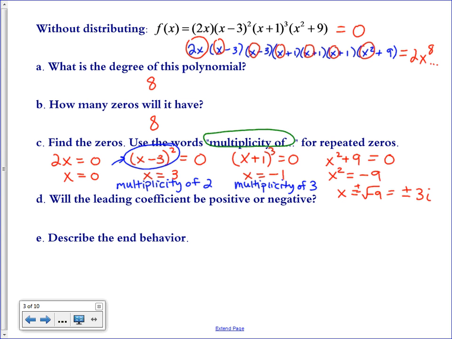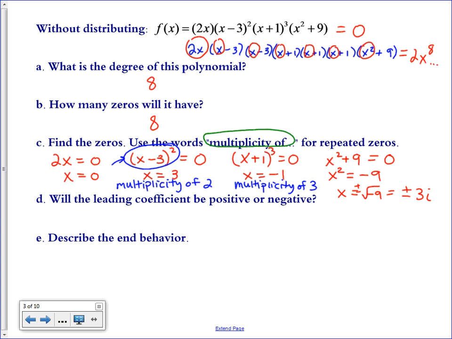X equals 3 counts twice, so 1, 2, 3. Then I have 4, 5, 6 because my negative 1 counts 3 times. And then I have 7, 8 answers because my plus or minus 3i is 2 different answers. So I got the 8 answers that I was looking for. Some real, some imaginary, some repeated.